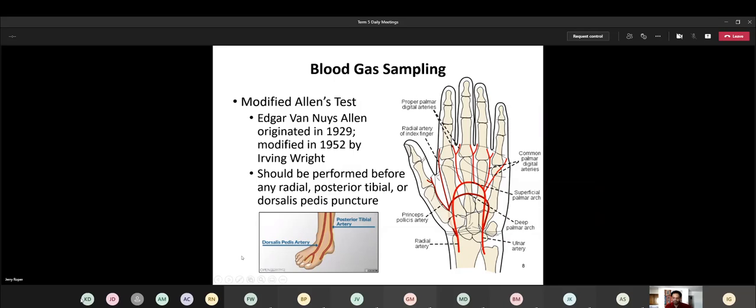So any type of area where there's going to be some collateral circulation, we want to test to make sure that there is going to be collateral circulation. And that means that even on the foot, if you're going to try to get sample blood from the dorsalis pedis, you could treat the posterior tibial artery almost like the ulnar artery in the arm, and you could occlude it and then unocclude it to see what happens.